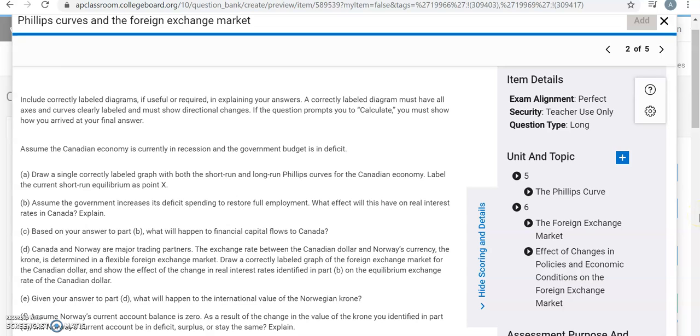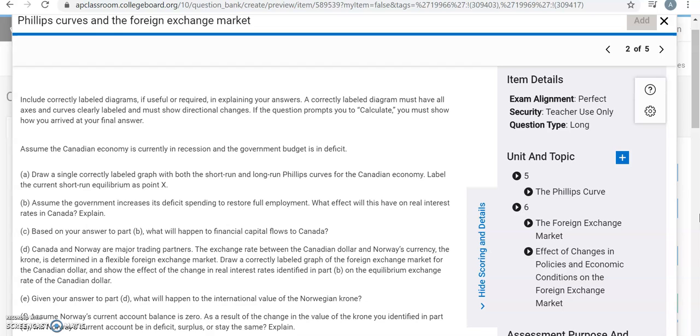Okay, hello everybody. Today we're going to do a free response question, or I'm going to guide you through a free response question over the Phillips curve in relation to the foreign exchange market. So we're looking at the foreign exchange market, so exports in and out of a particular country and how that affects employment and full employment of resources. So let's get into it.